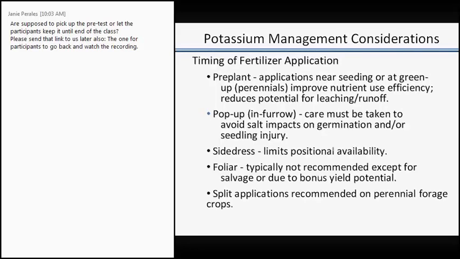Side dress limits the positional availability. It's better if it's down below the seed, but this also works as well. And again, you can put out all of the fertilizer you need if you're below the seed a couple of inches, or to the side of the seed a couple of inches and below. You always want to be below the seed, because most of your roots are going to go down rather than coming up. Foliar application, we don't recommend it.